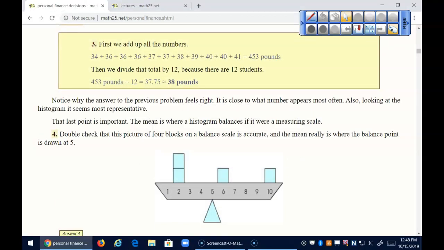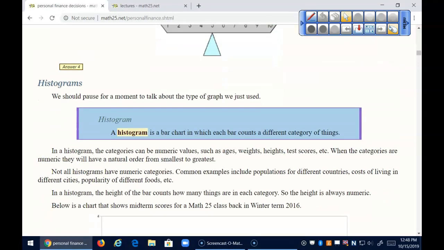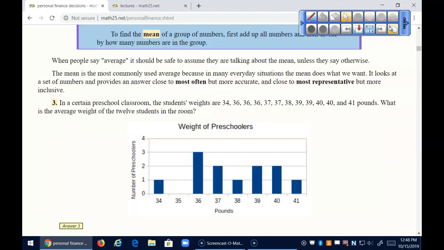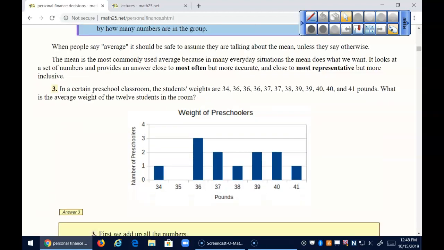Okay, let's keep going. So we just used that thing called a histogram. Let's define that carefully. A histogram is a bar chart. Each bar counts a different category of things. So that means that the x-axis, the bottom axis, has to be categories. In this case, how many pounds a preschooler weighs. And the y-axis, the left side axis, has to be a count. How many have this?